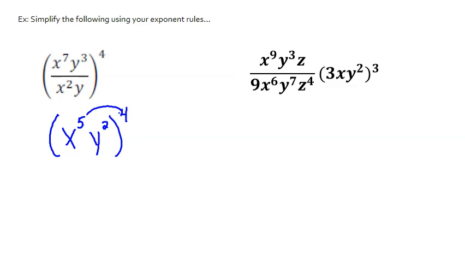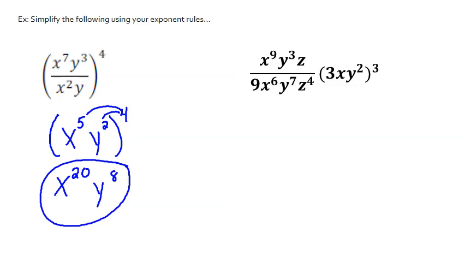And now I'm going to apply that 4 exponent to everything. So I distribute the 4 to both the 5 and the 2, and since I'm going to multiply, I'm going to get x to the 20th times y to the 8th, and that is the most simplified form that I can get because I can't combine non-like bases.